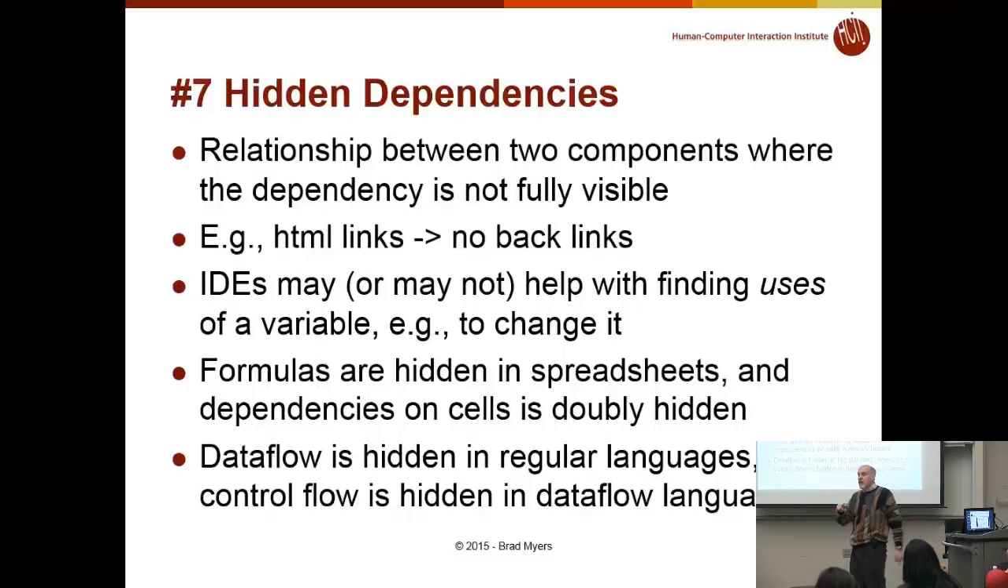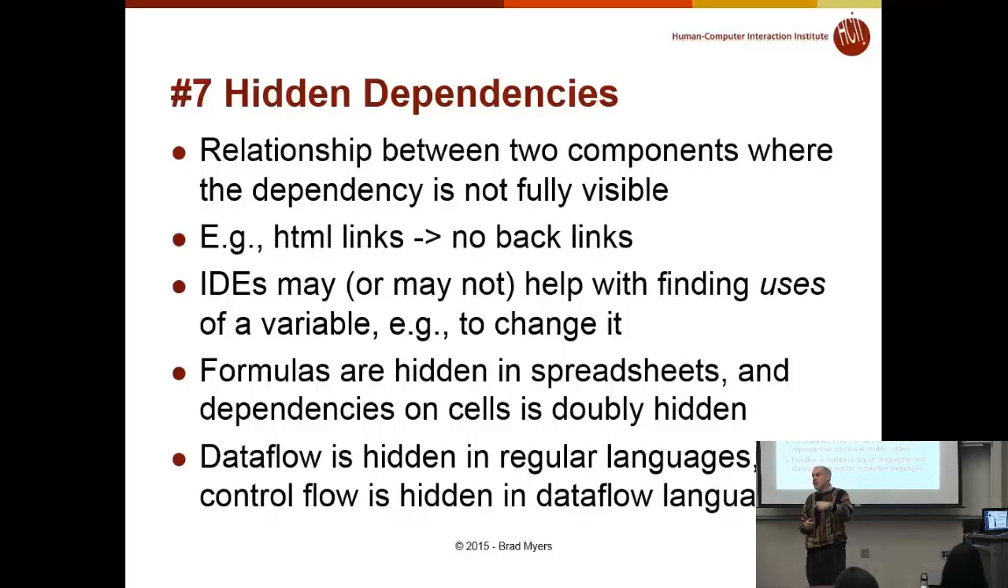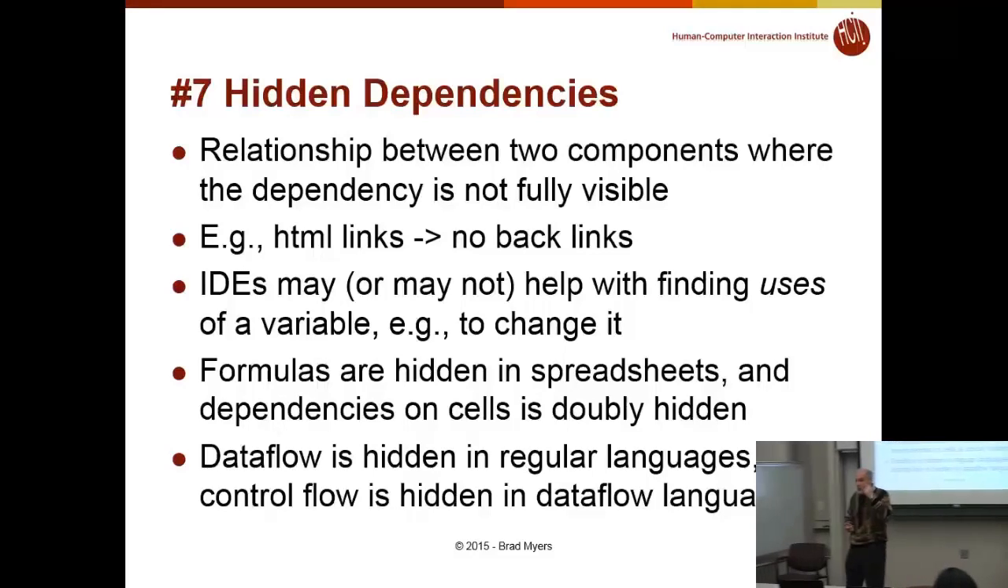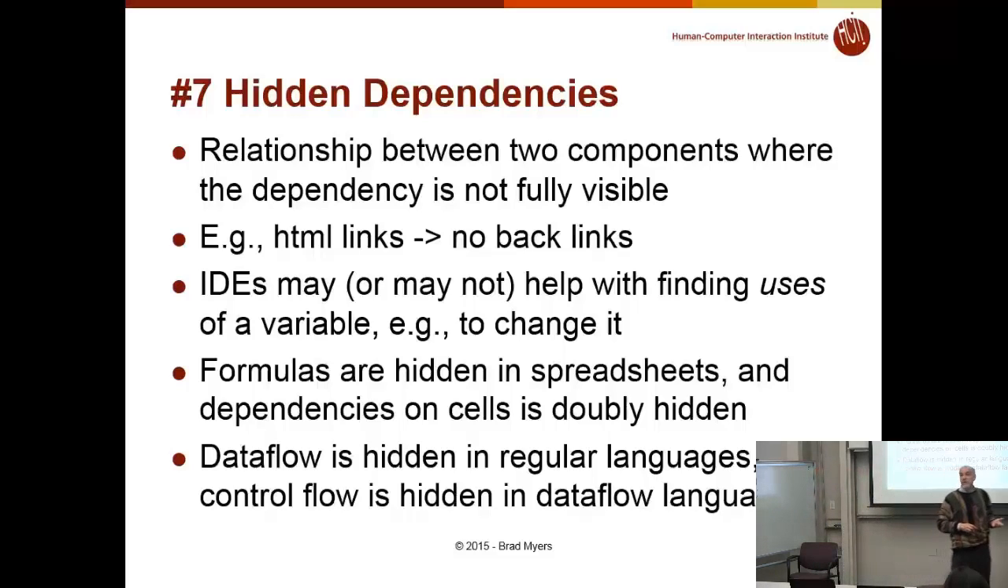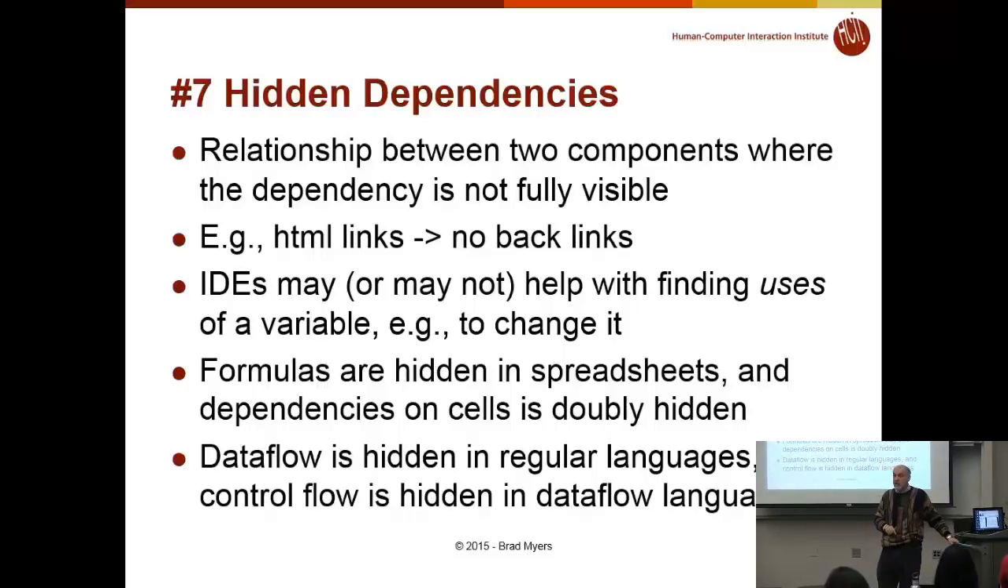Another example is in HTML. It's really easy to tell where a link goes to, but if you're looking at a page, you can't tell what pages connect to me, right? In fact, it's not possible to actually discover that because there could be a page on some totally different site that connects to you and you can't tell. In spreadsheets, right, formulas, you can't see which formulas are in a spreadsheet until you click on a cell. So just looking at a cell, you can't tell if the number was a constant that was typed there or whether it's computed by a formula, and if it's a formula, where the values come from. And so in that sense, those dependencies are hidden twice.